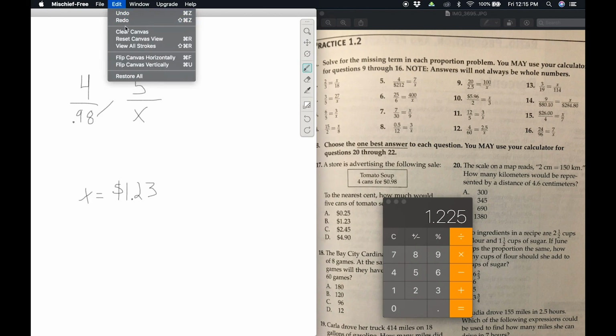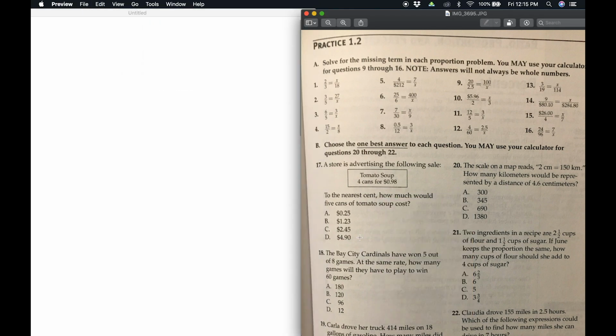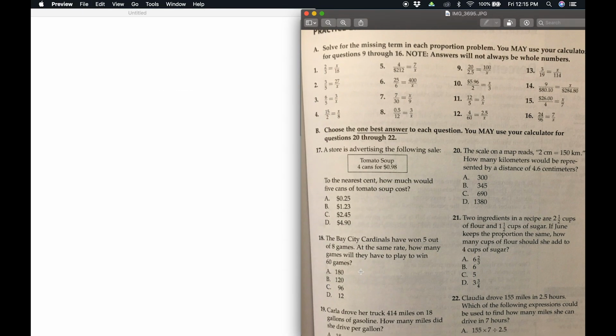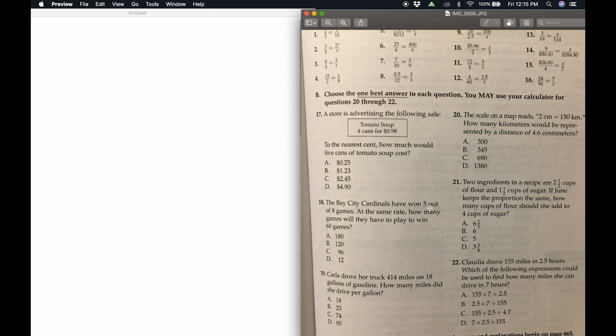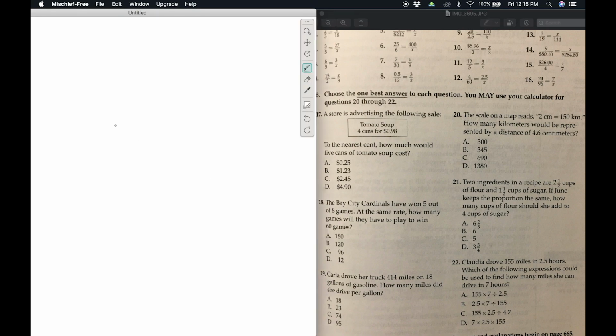Okay, now number 18. The Bay City Cardinals have won 5 out of 8 games. At the same rate, how many games will they have to play to win 60? So they've won 5 out of 8 games. Okay, so we want to put 60 on the top here, since the top identifies the amount of games they've won. They've won 5 over here, but to win 60 they have to play how many games?